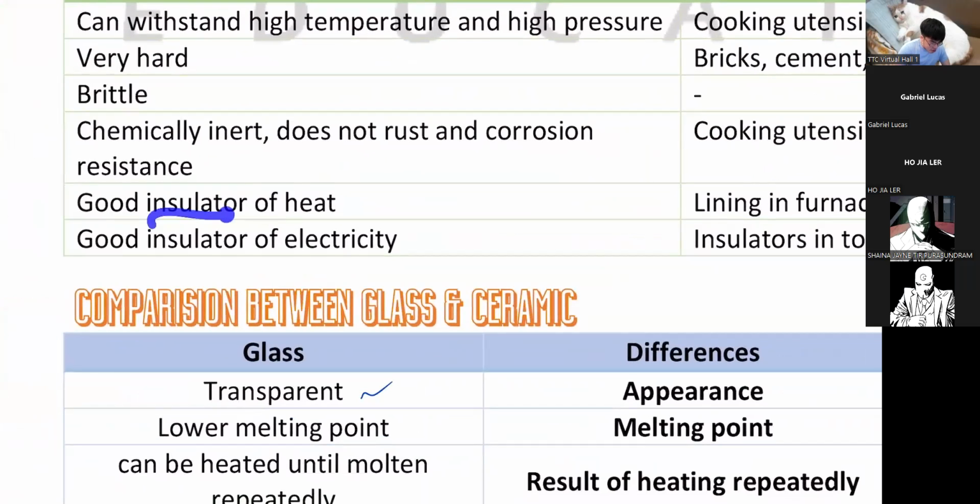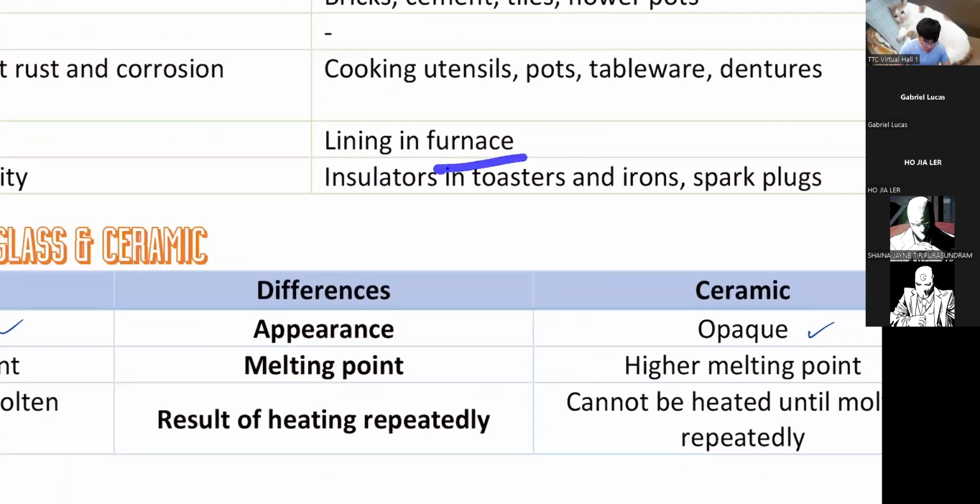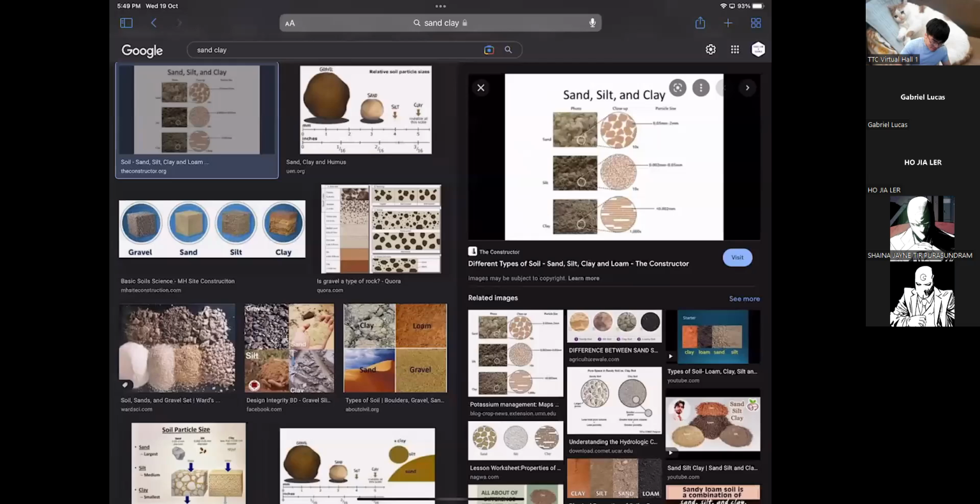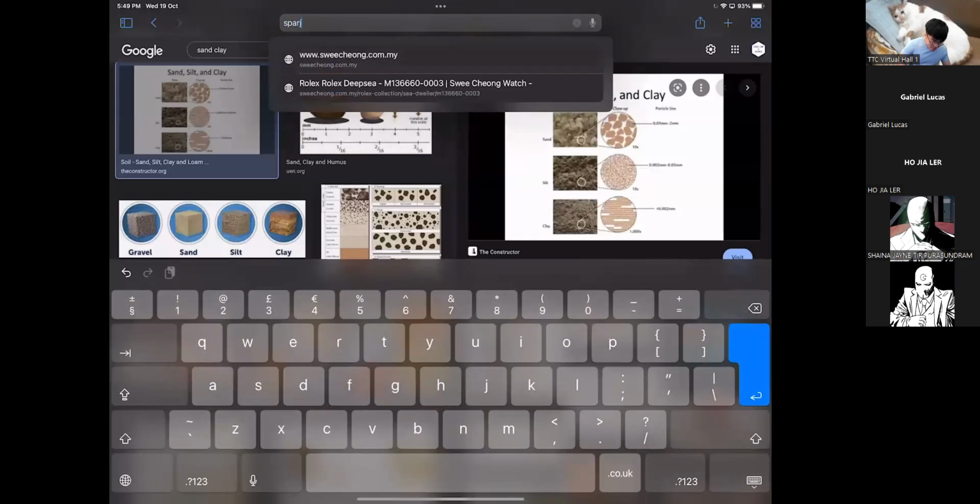And then they are good insulators of heat and electricity. They do not let heat pass through. They do not let electricity pass through. So we use them in our furnaces. We use them in our spark plugs. What the hell is a spark plug? Go ask your dad, he will tell you.